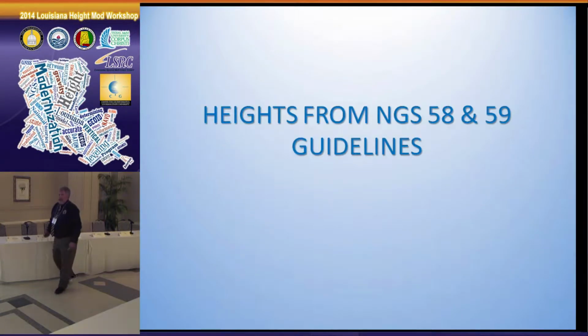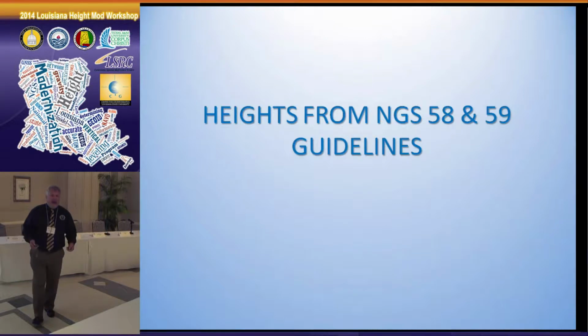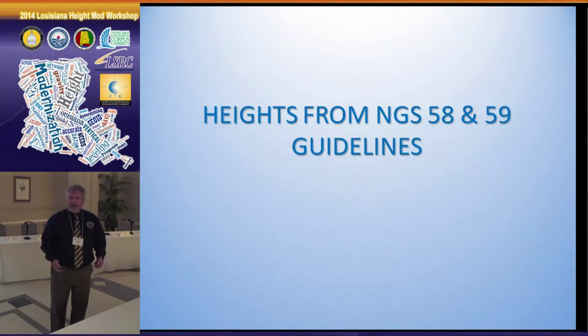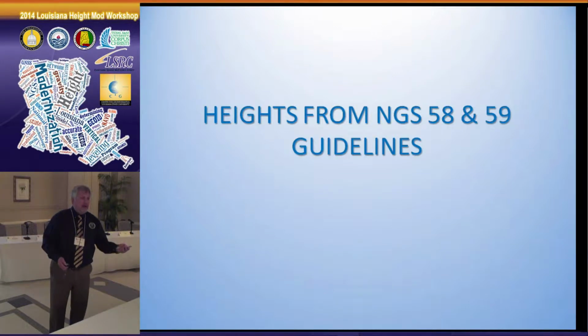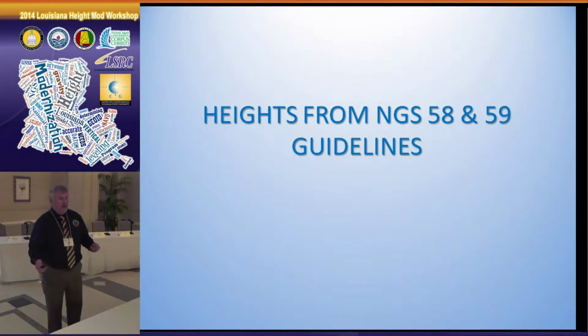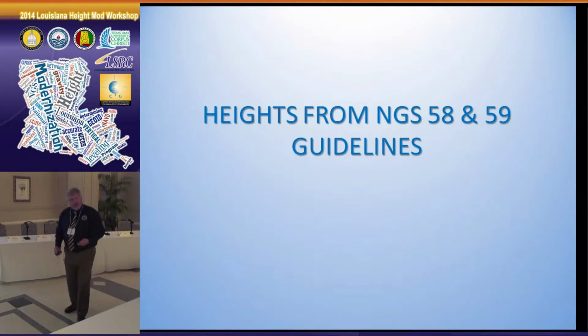Okay, now, static work using NGS 58 and 59. 58 is GNSS, GPS-derived ellipsoid heights, no GLONASS. 59 is GPS-derived orthometric heights. You do the ellipsoid heights first, then you do the orthometric heights. It's worth looking at, okay?